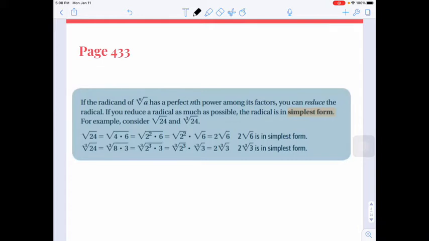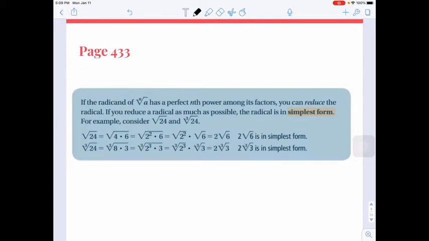For the square root of 24, this is the same as the square root of 4 times 6. However, 4 is the same as 2 squared. So we can separate these into two separate square roots and have the square root of 2 squared times the square root of 6. The square root of 2 squared is just 2. So this leaves us with 2 times the square root of 6. 2 square root of 6 is in simplest form.